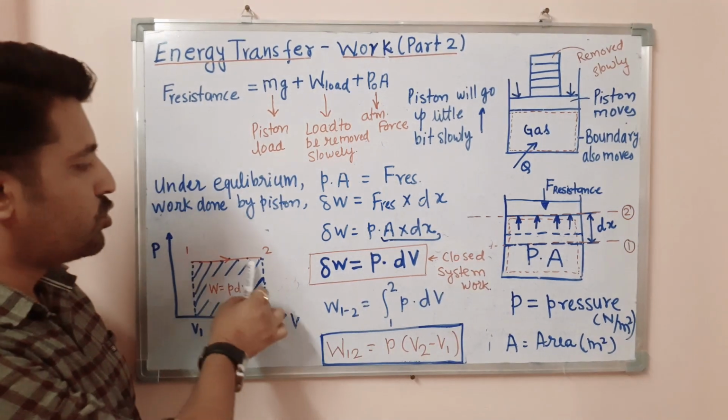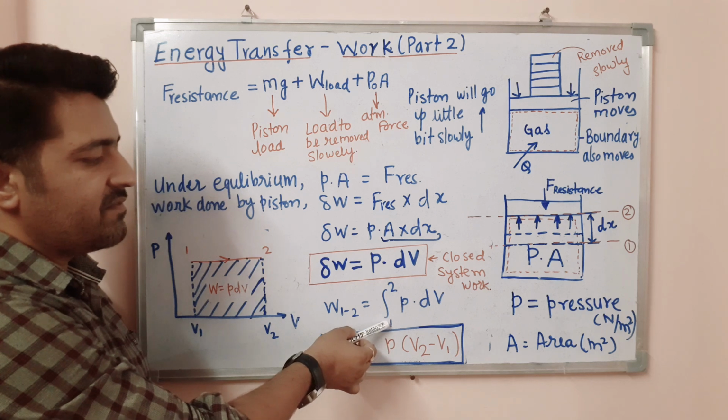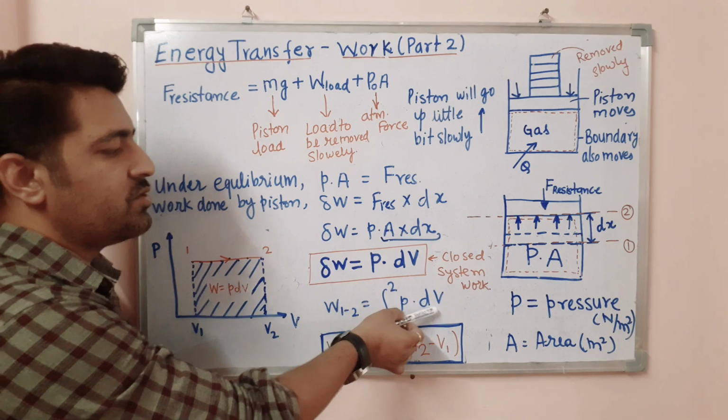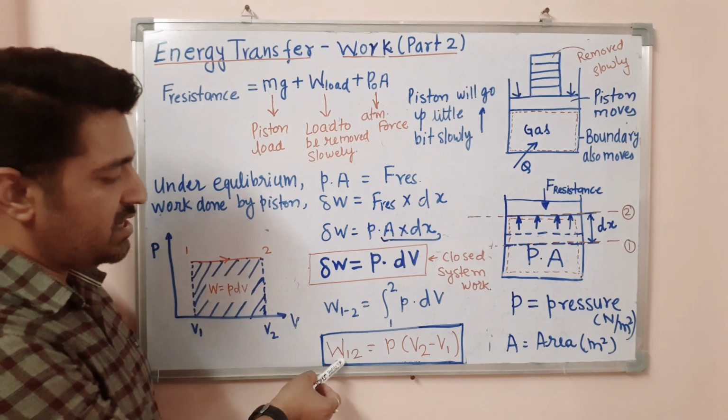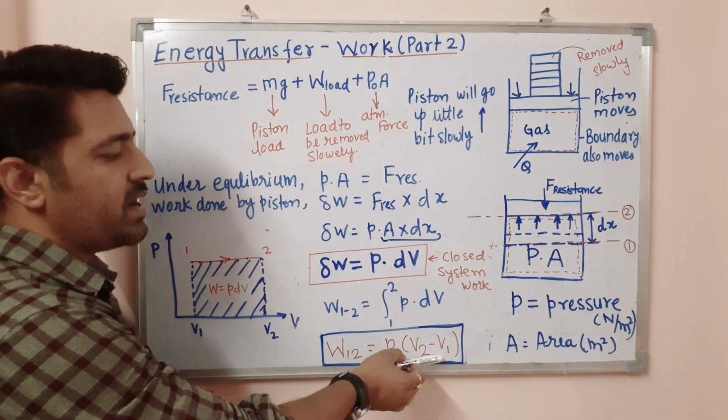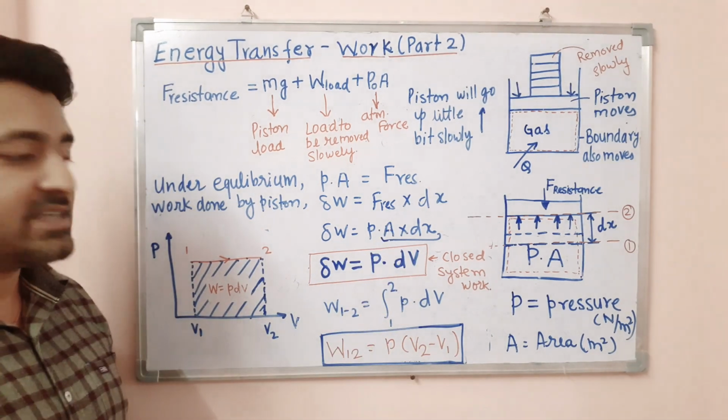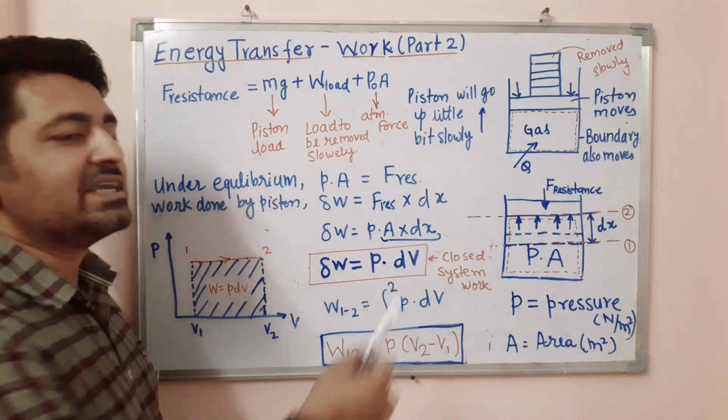So since we are going from 1 to 2, what will happen? Integrating from 1 to 2, P into dV. So we get the relation W1-2 equals P into (V2 minus V1), or we can say V final minus V initial.